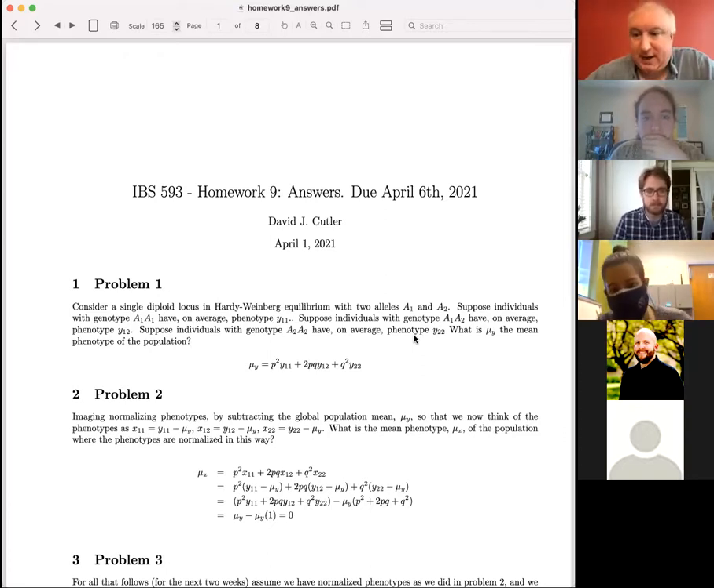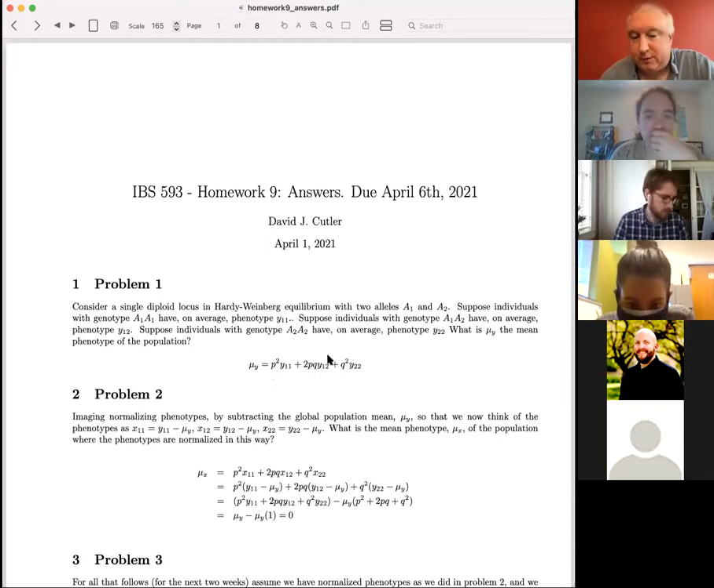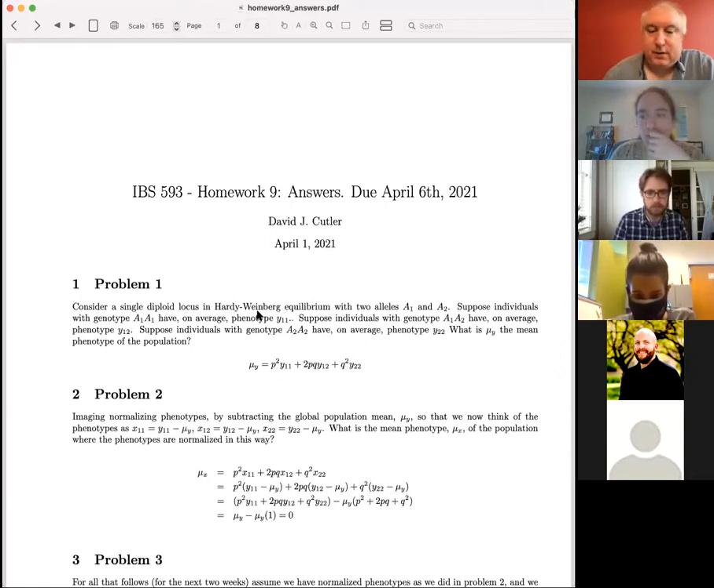It is never getting anything other than the mean of the population is going to be the frequency of A1A1 times its average size plus 2pq times the average value of a heterozygote plus q squared times the average value of the other homozygote. It is never, ever getting any easier than that. That's all there is to it.